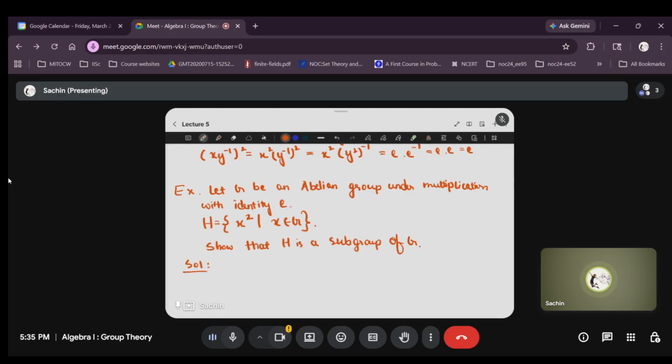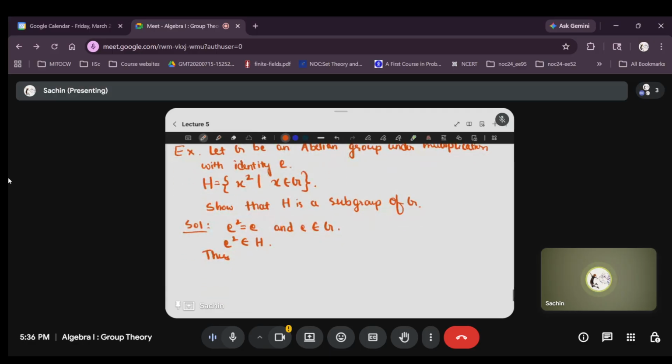So you know that E square is equal to E, right? So E is the square of an element. E belongs to G for all G. So H contains E square, which is the square of E. Therefore, H is non-empty. Now we can come to the test.